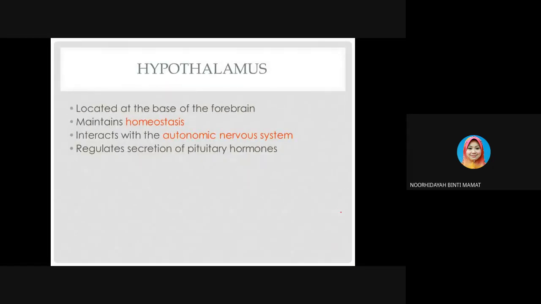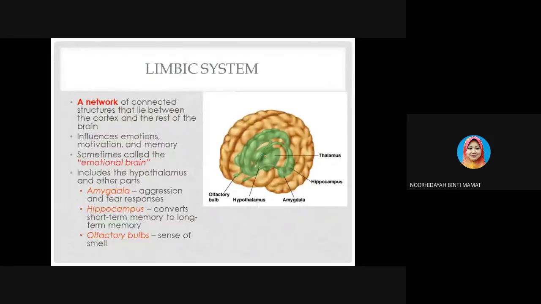Then we move to the third region in the forebrain, which is the hypothalamus. The hypothalamus is located at the base of the forebrain. It maintains homeostasis in animals and humans, interacts with the autonomic nervous system, and regulates the secretion of pituitary hormones.